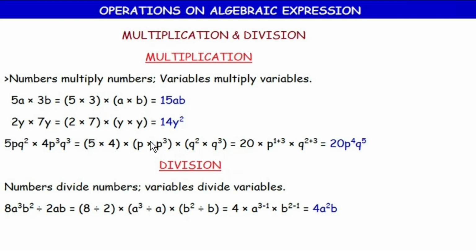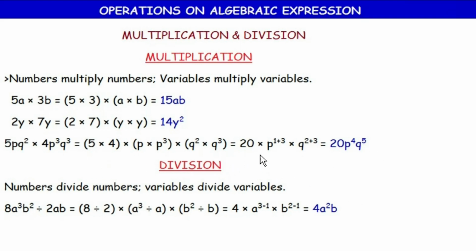You are going to just add their exponents, right? So it's going to be p to the power 1 plus 3, and that gives us p to the power 4, right? For the q, here was q squared, here was q cube. So if they are multiplying, you're going to get q to the power 2 plus 3, and that gives us q to the power 5.